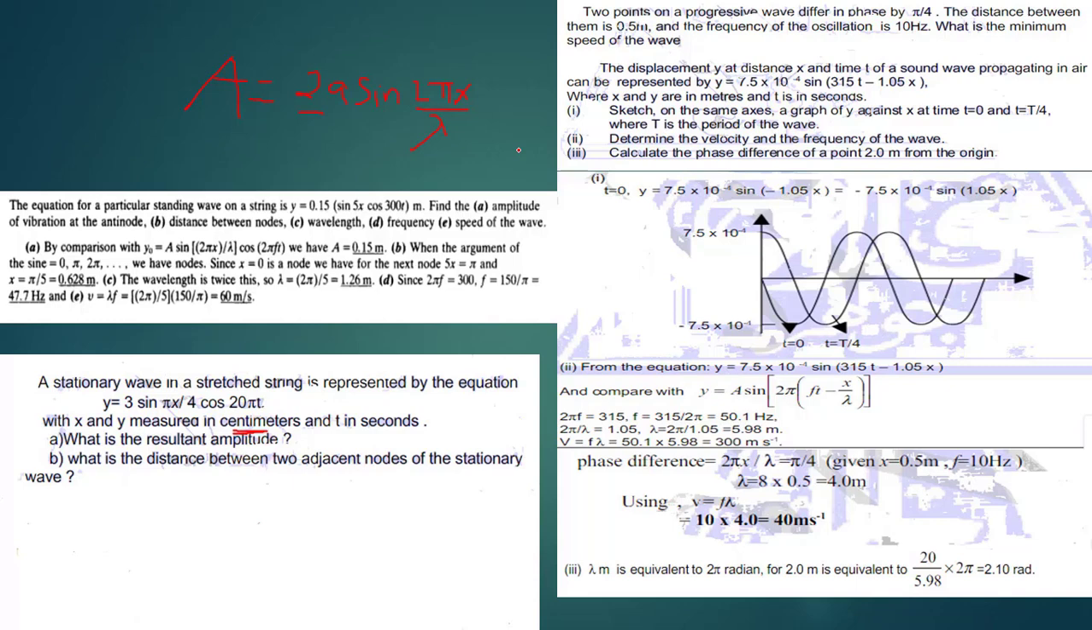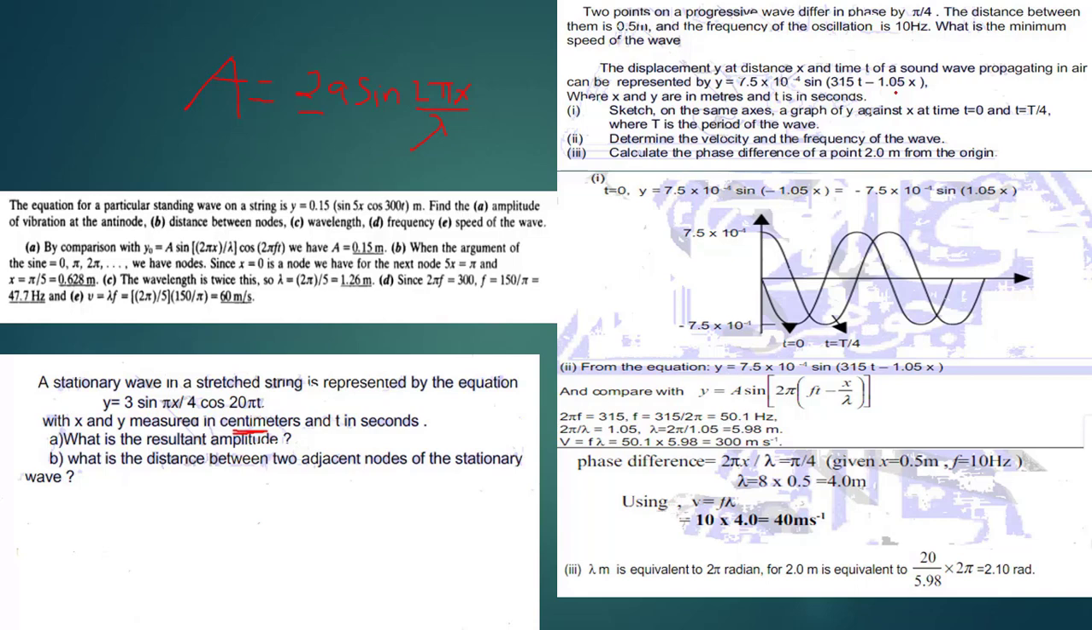So as another example, you may be given not a stationary wave but a progressive wave. As you can see, this is a progressive wave, not a stationary wave. You have 2 points on a progressive wave which differ by a phase of pi over 4. Perhaps one has 0, the other has pi over 4. The distance between them is 0.5 meters and the frequency of oscillation is 10 hertz. What is the minimum speed of the wave?